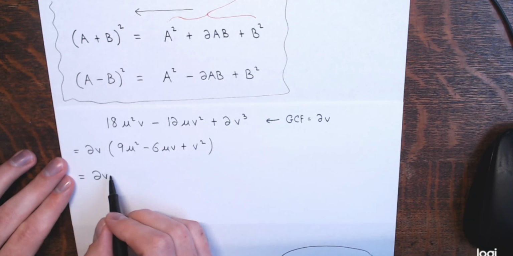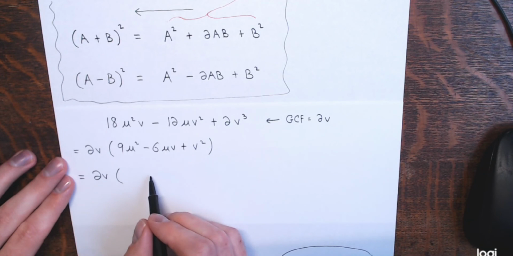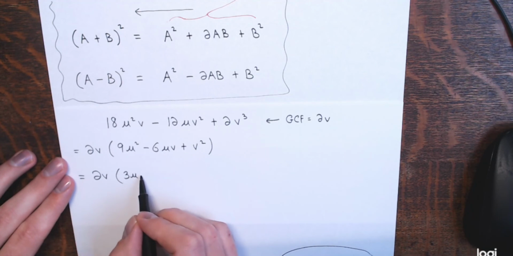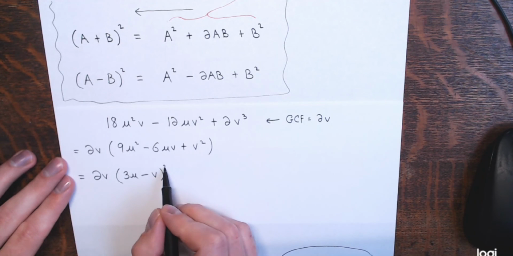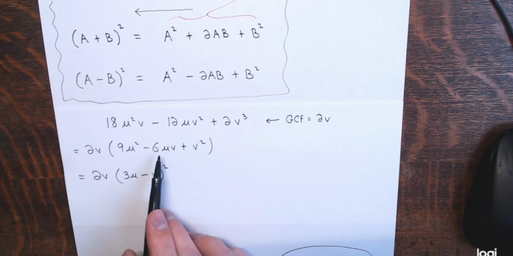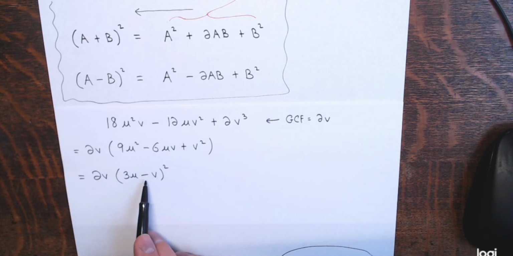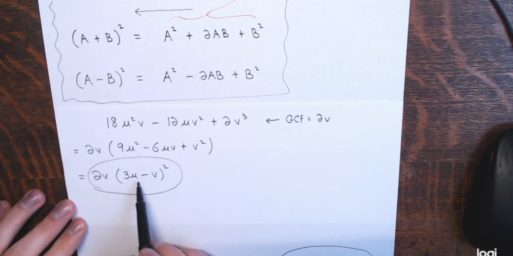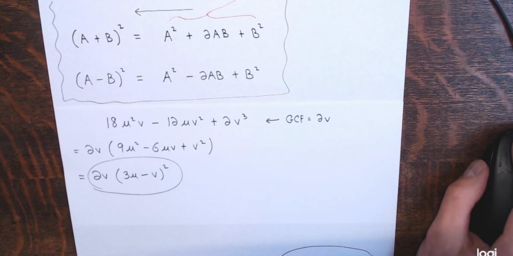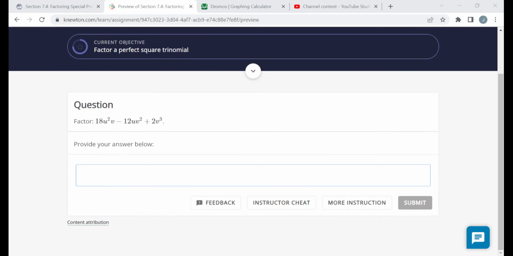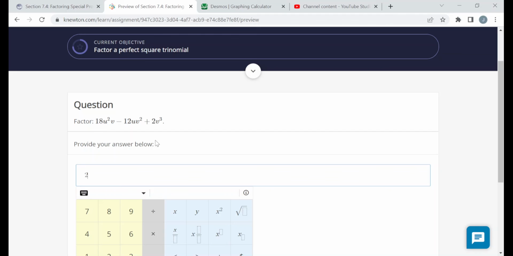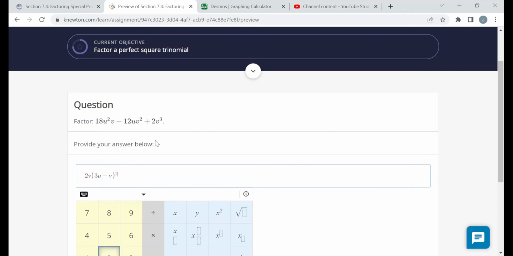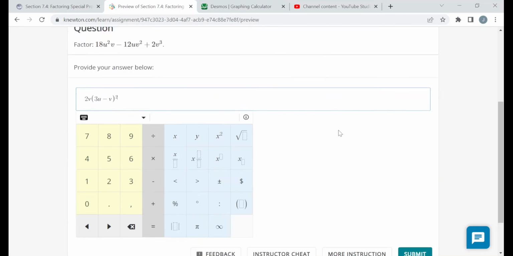So 2v times, and then this will be a minus b squared, where a is 3u and b is v. The second trinomial factors to 3u minus v times 3u minus v again, or the quantity 3u minus v squared. So 2v got pulled out, times the perfect square trinomial factored to 3u minus v, squared.